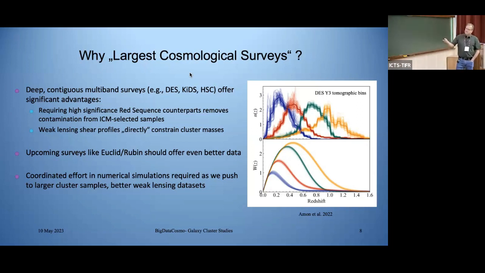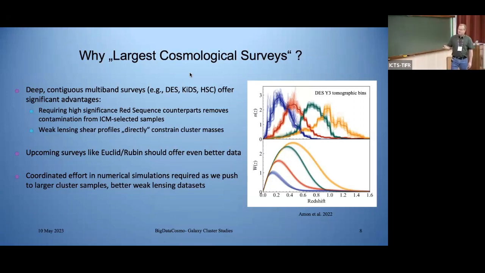And when you replace DES, KiDS, and HSC by Euclid and Rubin, which is happening within this year in the case of Euclid, that should allow this science to be done much, much better. Of course, the weak lensing cosmic shear will be done much better at the same time. I'd also mention here, I don't really say much about this, but it's important: coordinated effort in numerical simulations, studying the halo mass function, studying the structure of clusters, understanding how that impacts the weak lensing mass estimates, all of that is needed to make the most out of these large cluster samples with the better weak lensing data sets.